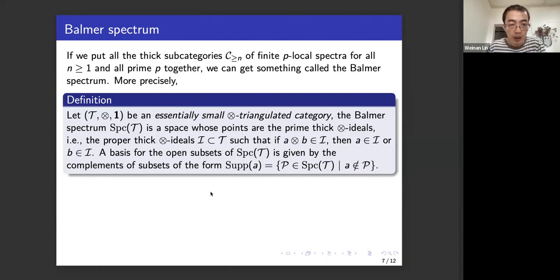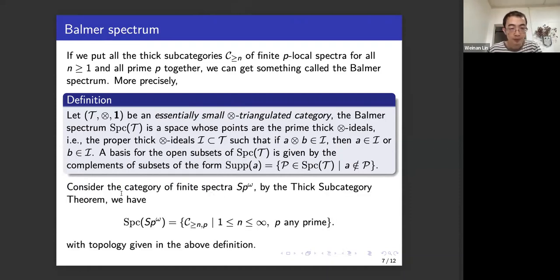So consider the category of finite spectra, denoted by this. This is the category of finite spectra.